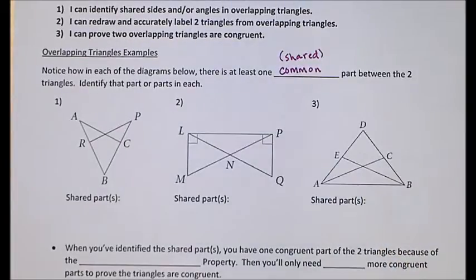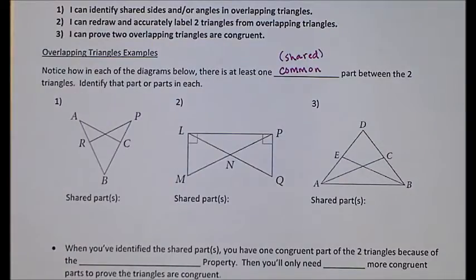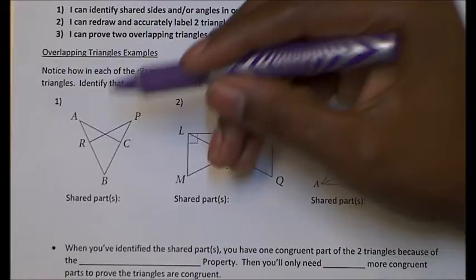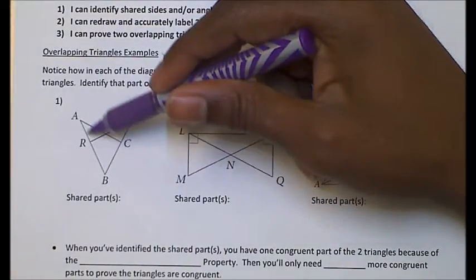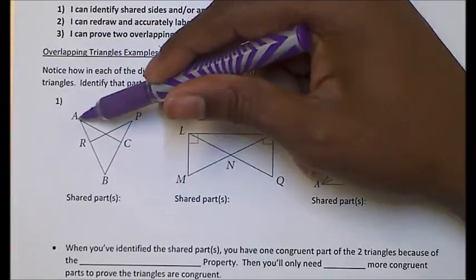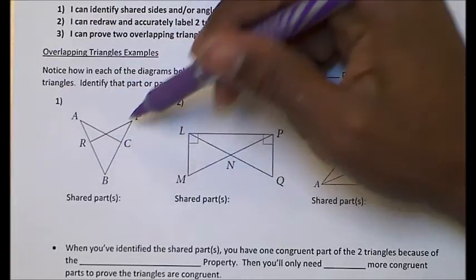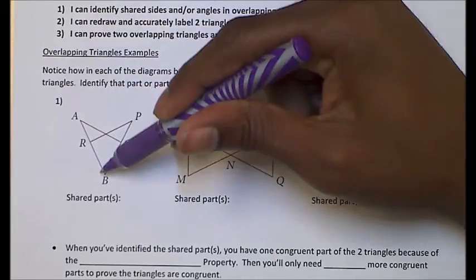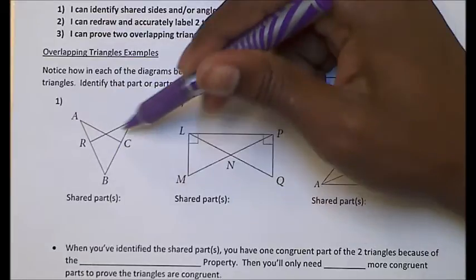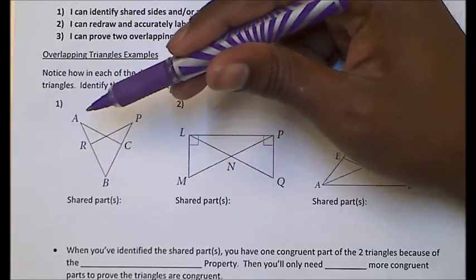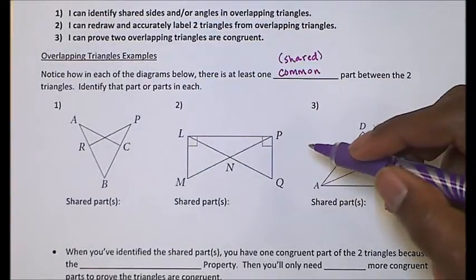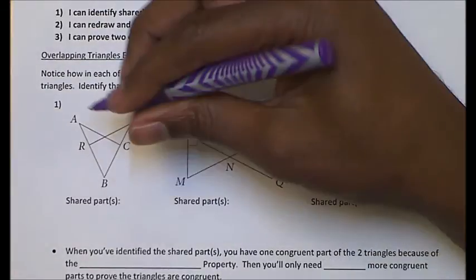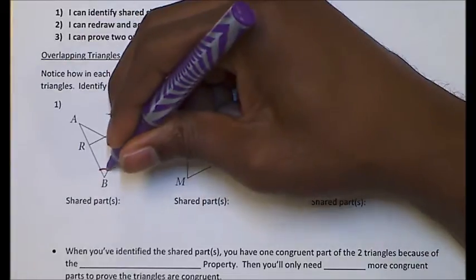So if you look at number one, we have this triangle, or not really a triangle, it's more like a Star Trek thing. Yes, Trek, not Wars. Okay. So if you look, I can see triangle ACB and triangle PRB. Do you see those two triangles? What's the shared part? What's in both triangles? Well, the thing that's in both triangles is B, this angle.